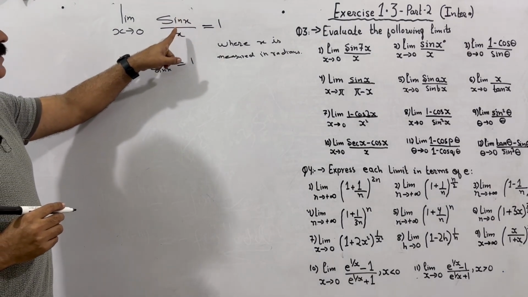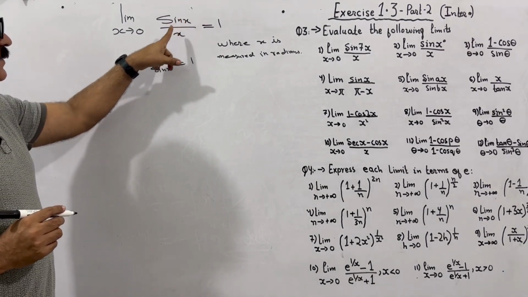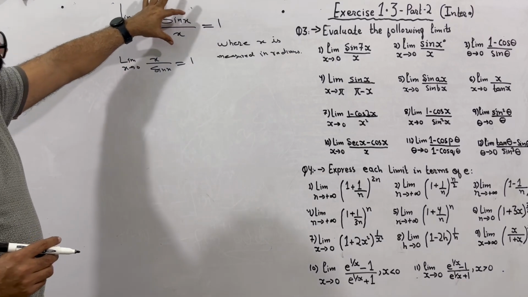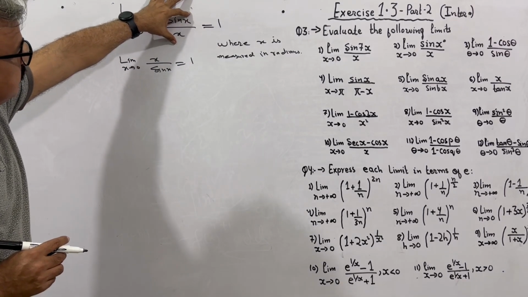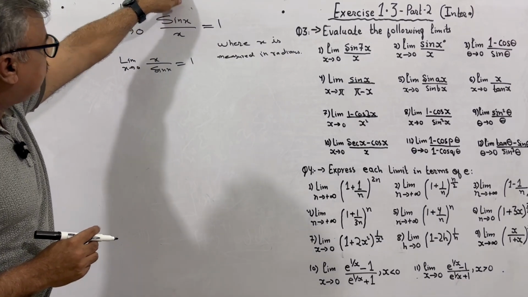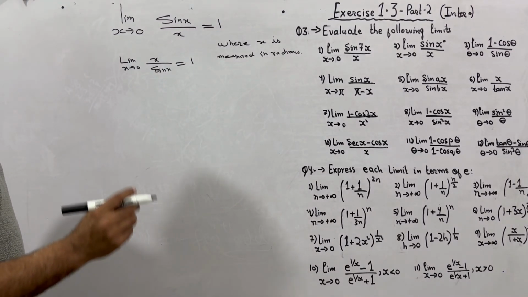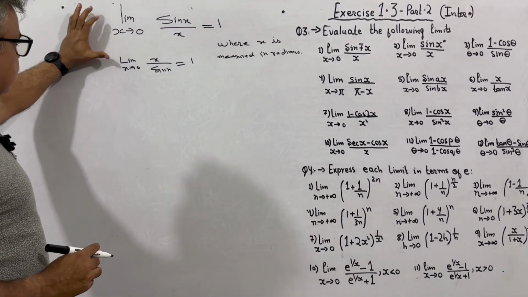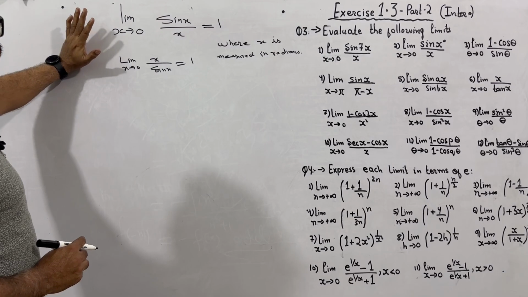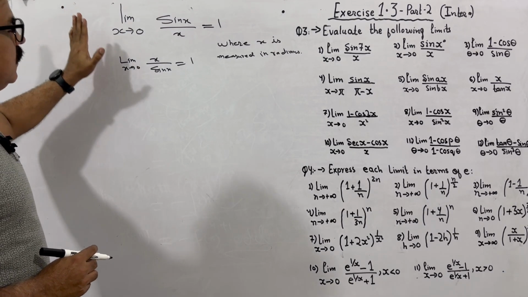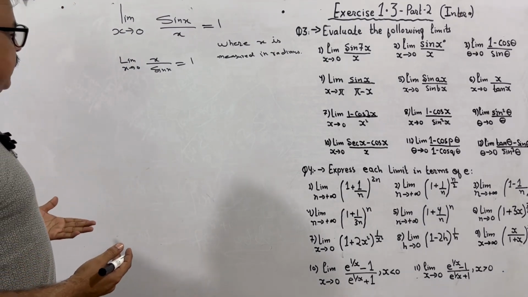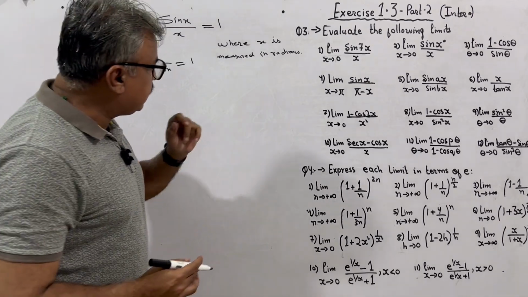If there is 2x, there must be 2x in both places, likewise 3x and 4x. Whatever the inclination is, it must be the same in the sine as well as in the denominator. In light of this, limit x tends to 0 of sin x over x is equal to 1, where x is measured in radians. Let's check question number 1.